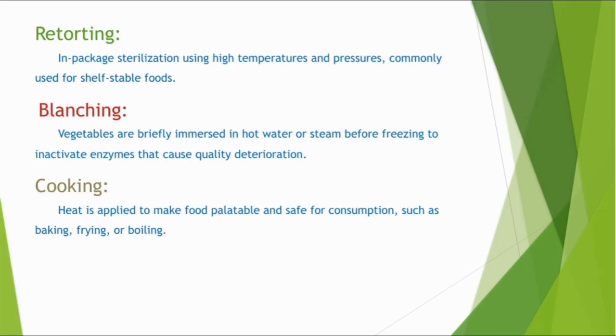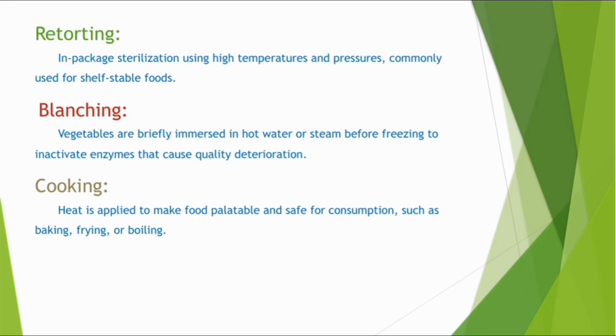Now, let's take a closer look at some of the key thermal processing methods used in food preservation. First, we have retorting. This involves in-package sterilization, where we use high temperatures and pressures to kill bacteria and other microorganisms. It's commonly used for shelf-stable foods, ensuring they remain safe and preserved for long periods without refrigeration.